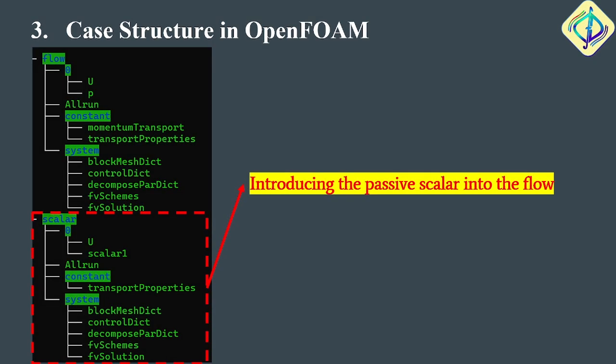The next thing you have is your scalar part. In the scalar part, you again have zero, constant, and system. But in this zero directory, for the initial boundary conditions for velocity, the U file, once you run your flow simulation, which will run up to 50 seconds, we will be copying this particular velocity file from the flow case itself.